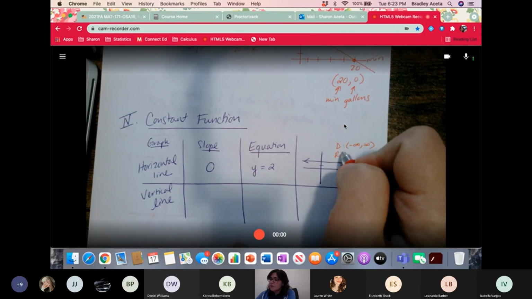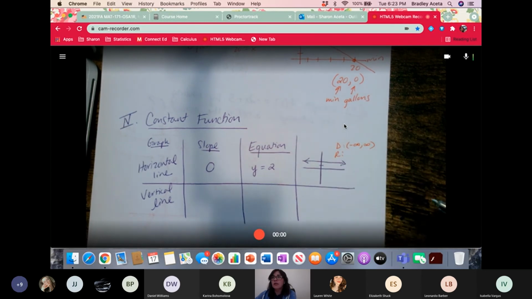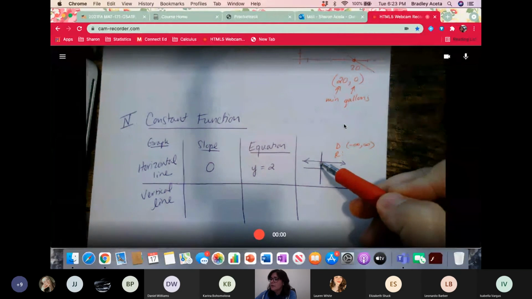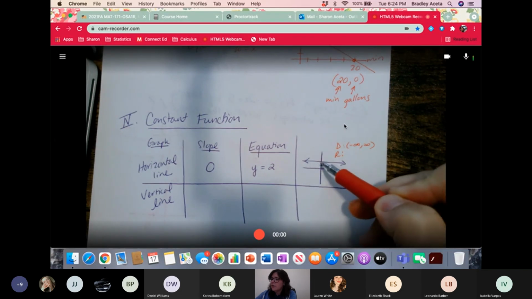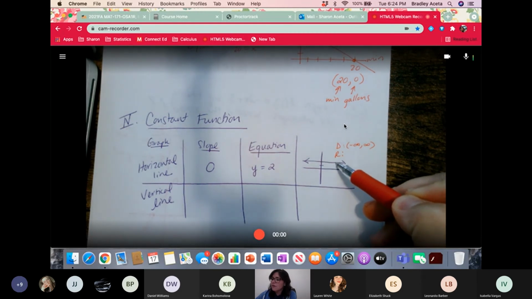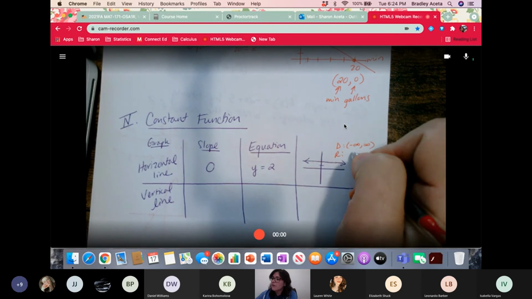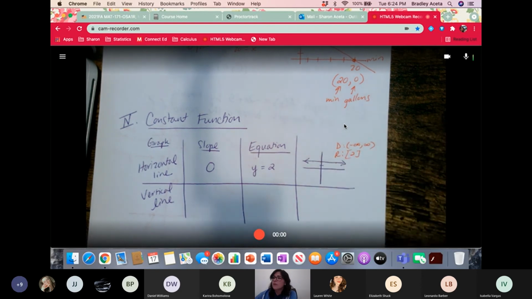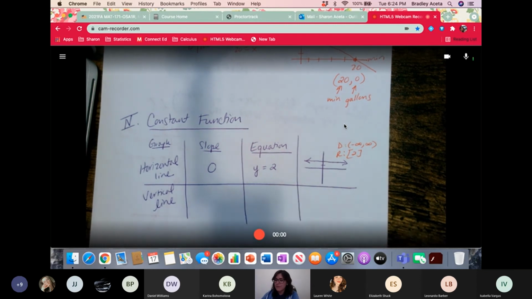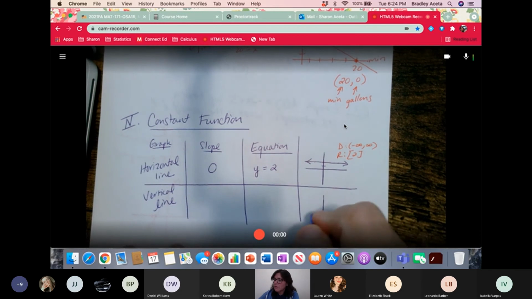And if I said, what's the range? How tall is this thing getting? Well, it doesn't seem to get any taller than this point right here. There's nothing below this point. There's nothing above this point. What's the range? What's the y values of every dot that I see? They all have a 2. And that would be your range. So that's a horizontal line. Then we have a vertical line. The vertical line would be like this.